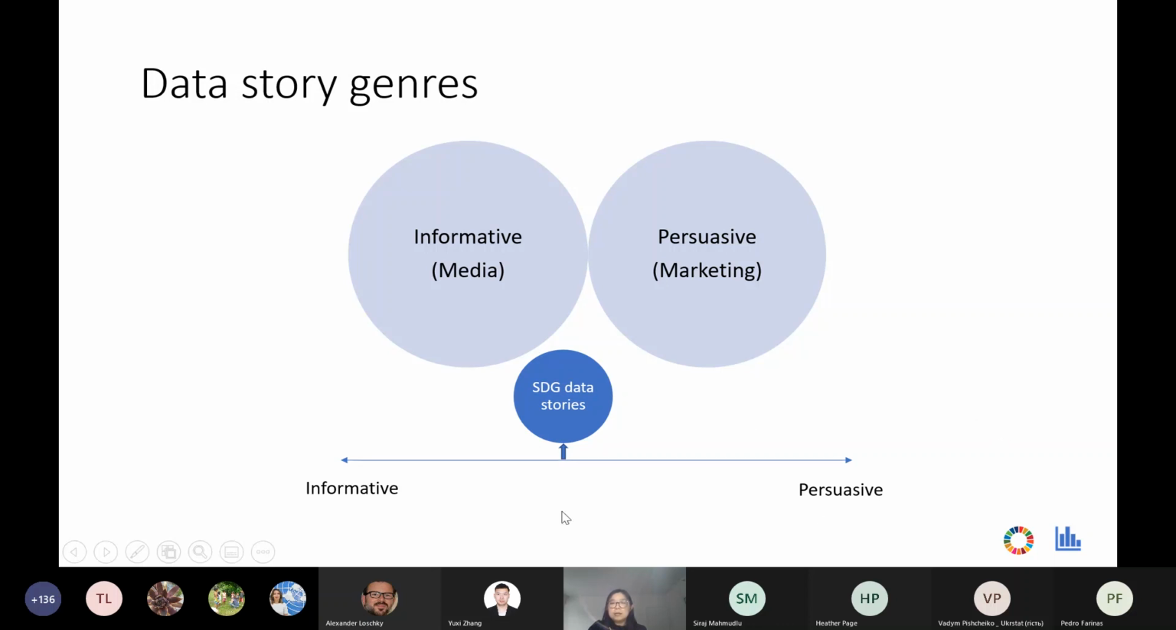So SDG data stories roughly fall in between, leaning towards informative. But we do see SDG data stories are used in program documents or even fundraising campaigns, by UN agencies or other agencies at the national levels. So I would say mostly SDG data stories are aimed to inform, but they are also used to motivate action.